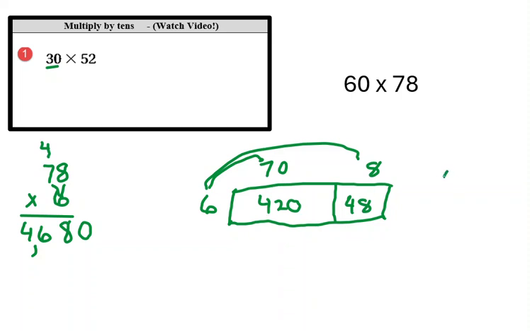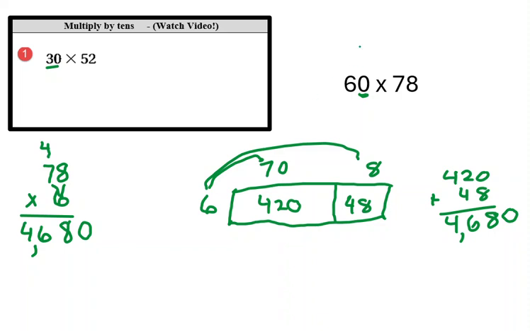I have to add them together, so 420 plus 48. 0 and 8 is 8. 2 and 4 is 6. 4 and nothing is 4. So I get 468. Now that was the answer that we got over here for 6 times 78. But this is really 60 times 78. So we need to throw a 0 onto the end, and we get 4,680, just like we got over here.